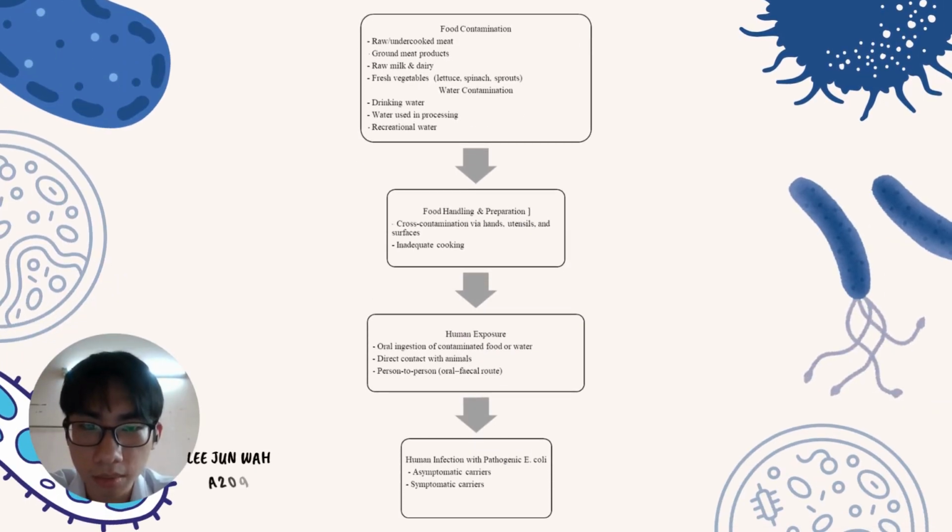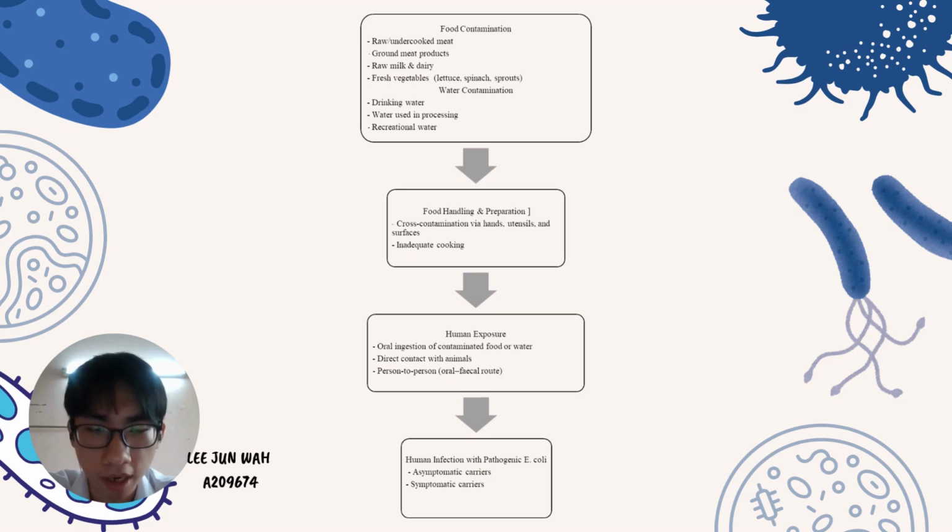After the food is contaminated with pathogenic E. coli, the risk of infection escalates during improper food handling and preparation. Cross contamination occurs when raw foods transmit bacteria to ready-to-eat foods through hands, utensils, or preparation surfaces. And also, insufficient cooking of contaminated vegetables and meats allows pathogenic E. coli to survive in the food.